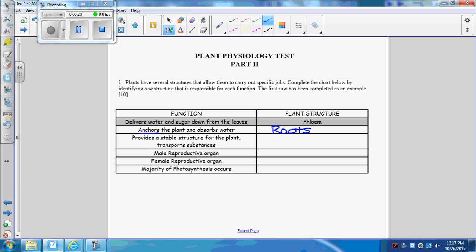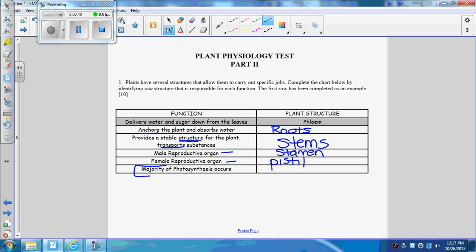Provides a stable structure for the plant and transports substances. These are from your notes, and a lot of these were in part one. Male reproductive organ. Use the test to take the test. All these words showed up before. The stamen you can write, the anther, the filament, any one of those is correct. Reproductive organ, that's female. The pistil, the style, the stigma, the ovary. Any one of those is correct.